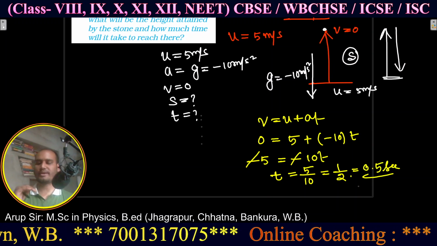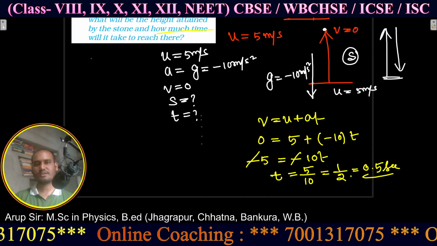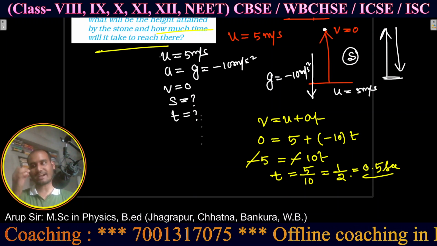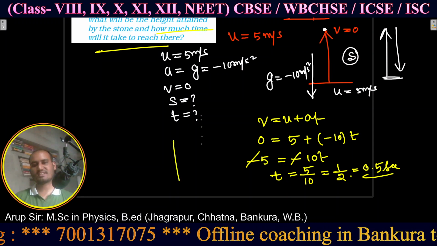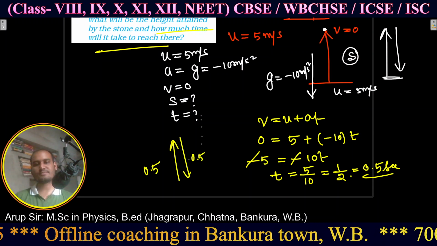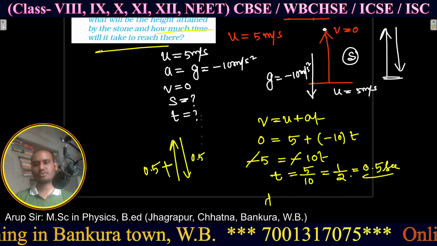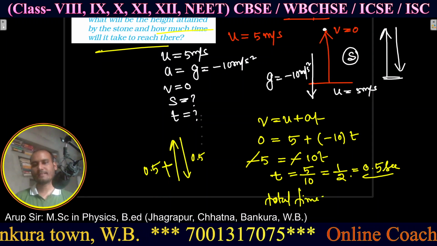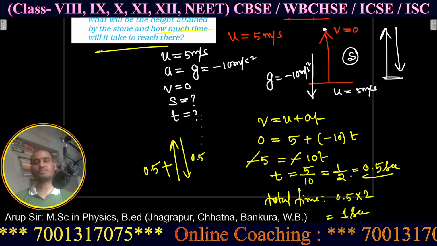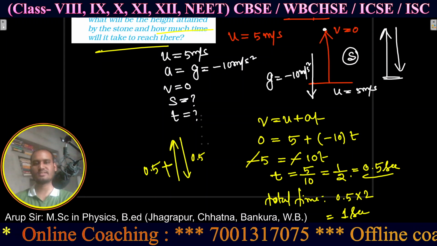So it will take 0.5 second to reach the top, but it is not the question. The question is how much time will it take to reach there? Reach there means from which point you are throwing the stone, at that point when it will reach. So it is taking 0.5 second to reach the height, and it will again take 0.5 second to reach the bottom. So what is the total time? 0.5 plus 0.5. Total time will be 0.5 into 2 equals 1 second. So within 1 second the stone will go and reach its original position.